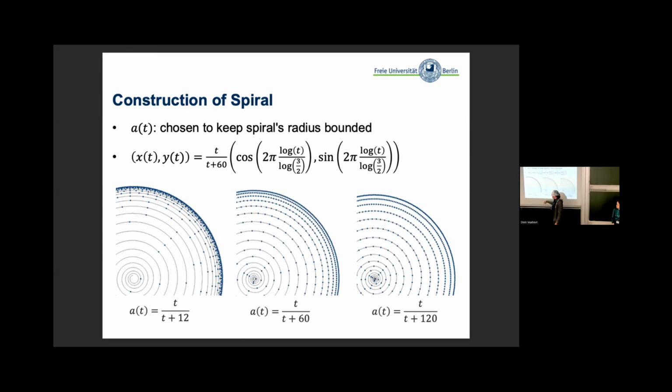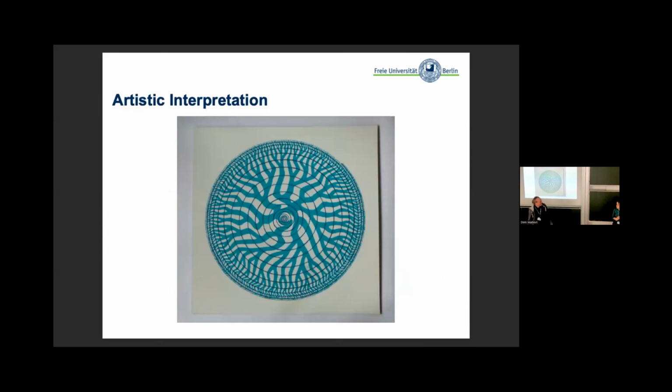If we take a lower number, then the numbers at the center are very much spread out. Even if we would take t plus 1, then the first number would somehow be here, and the center is really empty. And if this number becomes too big, then very many numbers go to the center, and we don't see what's going on there. So the 60 is somehow just a trade-off between an empty and a cramped center of the image. And then in the end, it's just the image we created.